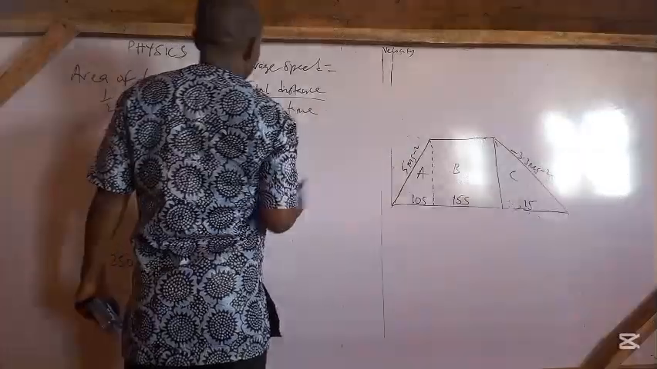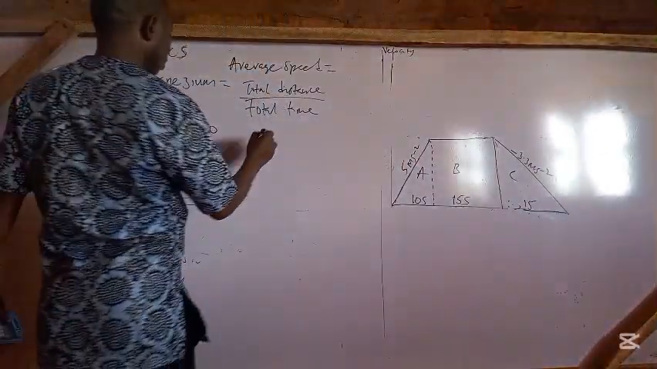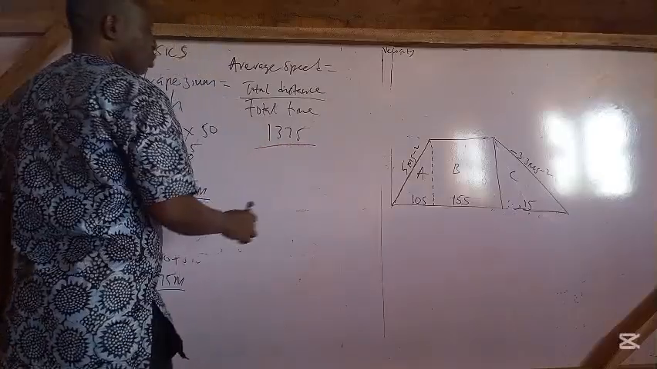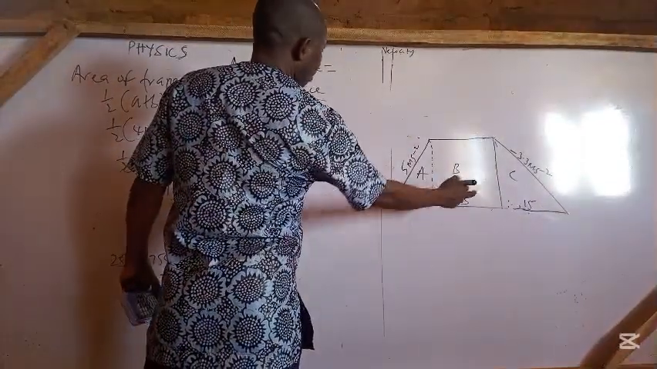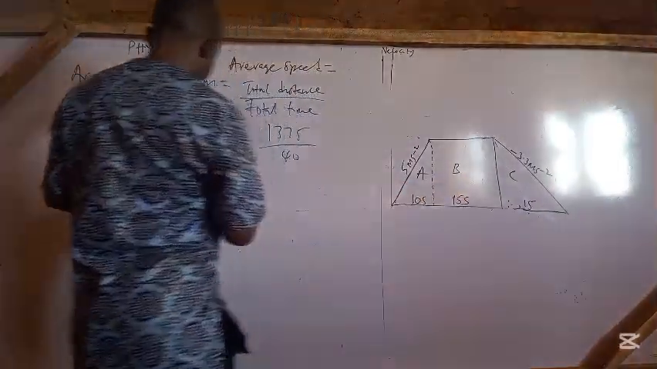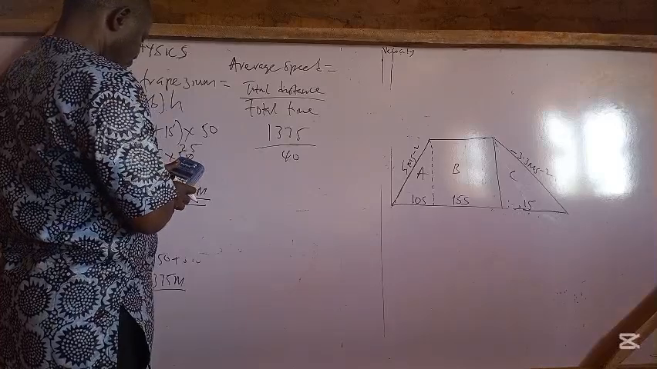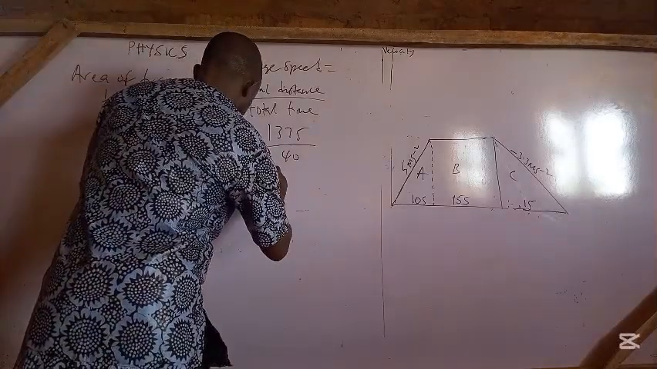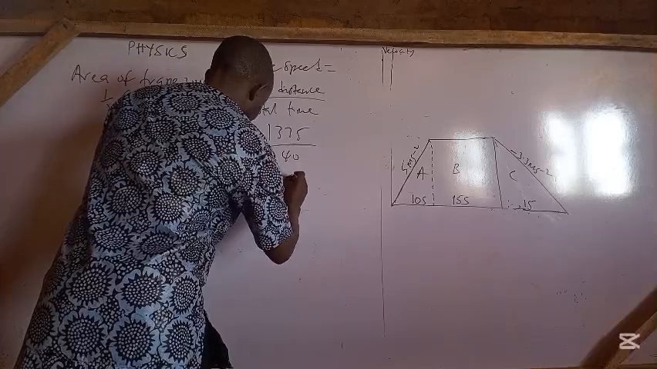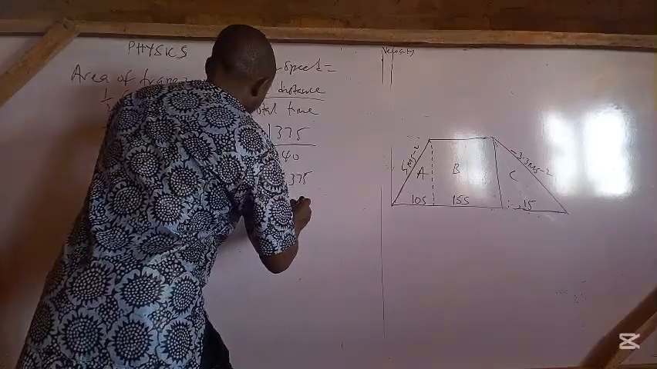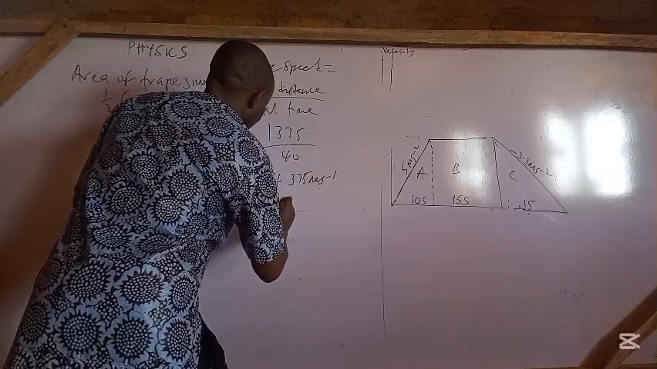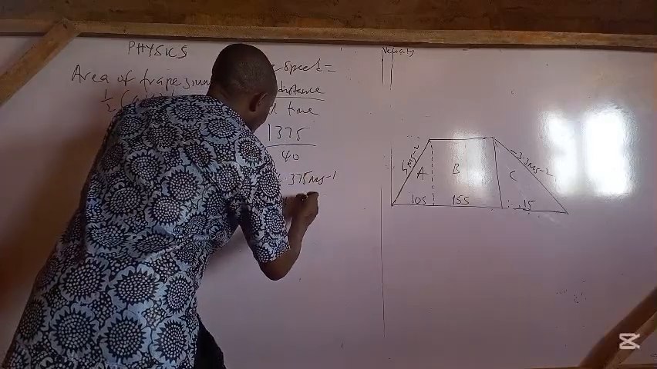Now our total distance is 1,375. Total time is what? This plus this plus that will be 40. That's 1,375 over 40. So the average speed will be 34.375 meter per second, or 34.4 meter per second.